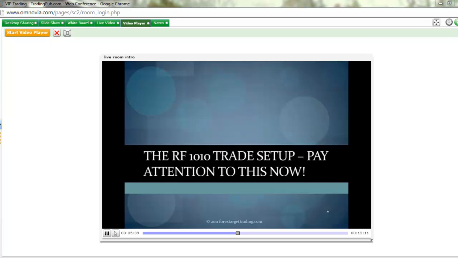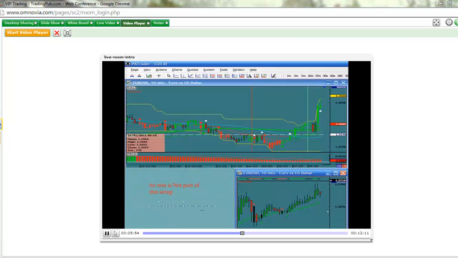So I'm going to look at the RF1010 trade setup now, so pay attention. This is a trade setup we look for every session. It's the first momentum move of the session. Could go 25 to 30 pips on initial thrust, and it could end up going 80 or 90 by the time it's all over. Alright, so we're looking to make a buy here, and it's found in the RF1010.